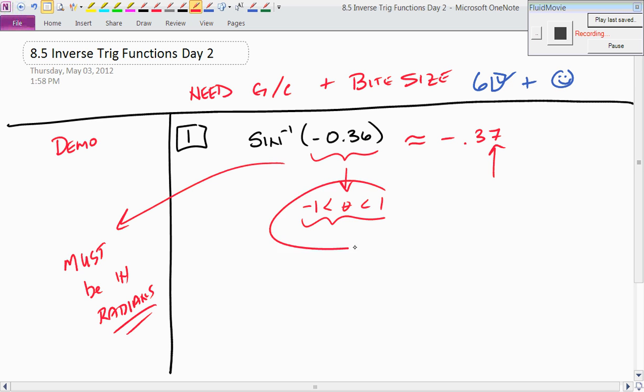Okay, so we have a domain for our sine, and the same thing for our cosine. But for our inverse tangent, we can put anything we want in there. Okay, so there's the first idea. There's a couple of problems like that, but that's pretty straightforward. Let's get into something a little bit more meaningful here.